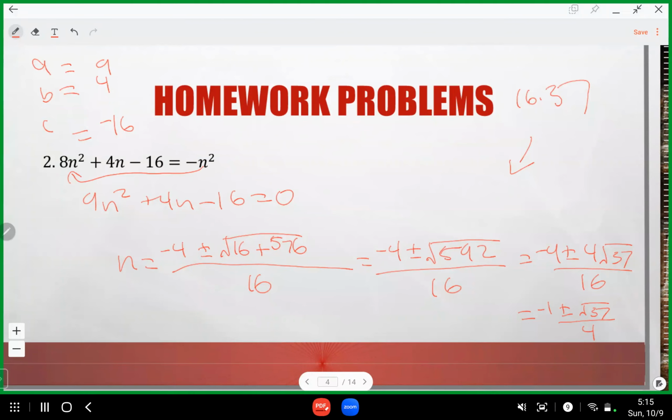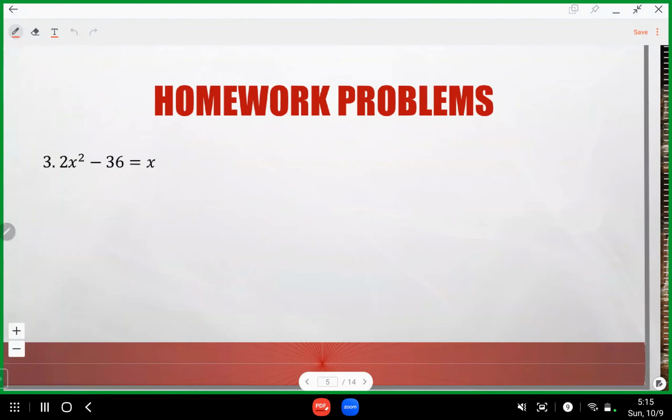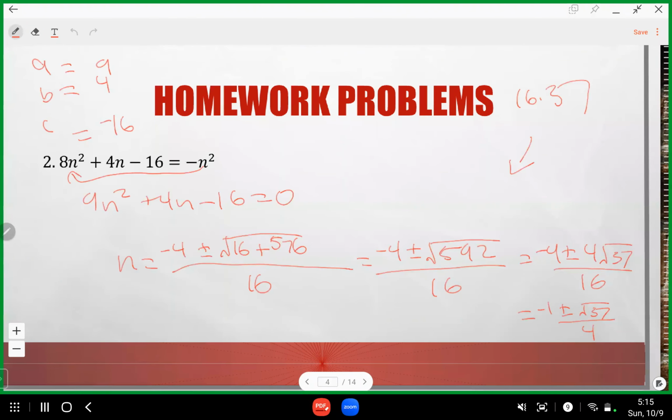All right, so let's move on to the next one. How do we get 16 on the bottom? It's just 2 times 8, 2 times... But didn't we change it to 9? Oh wait, sorry. Right, you're right. Okay, let's change this. Good catch. Thank you for reminding me.